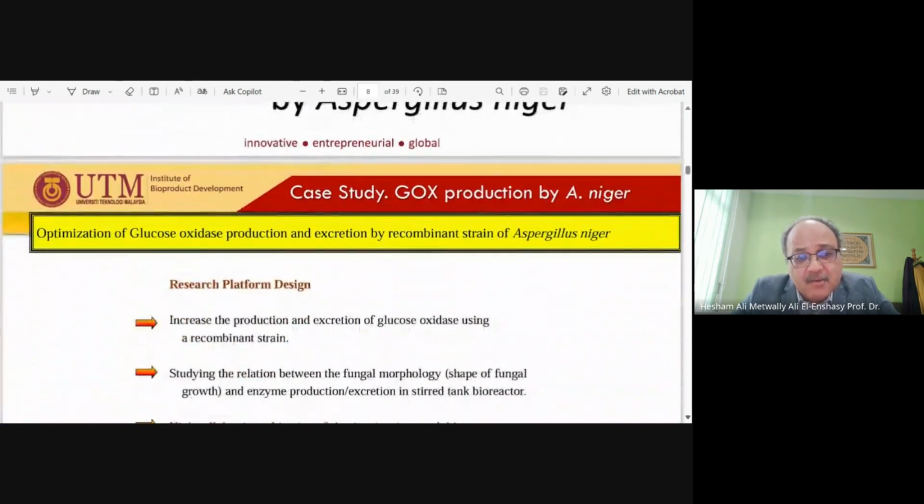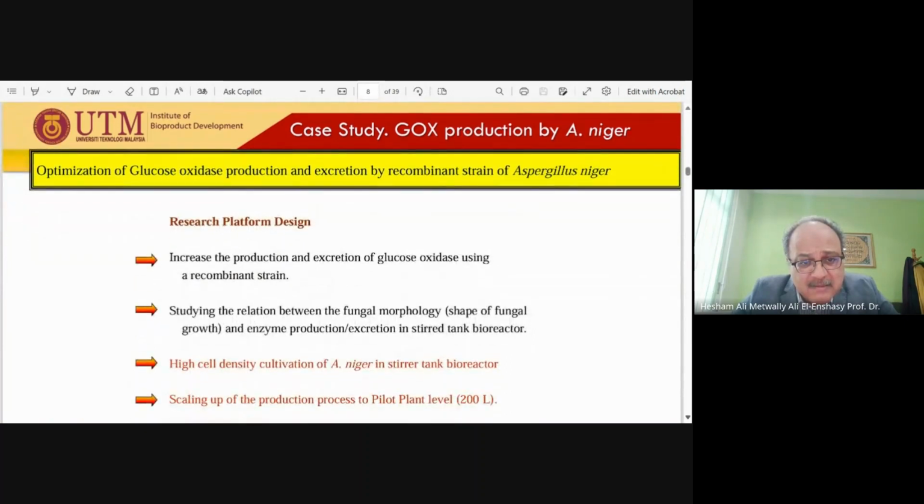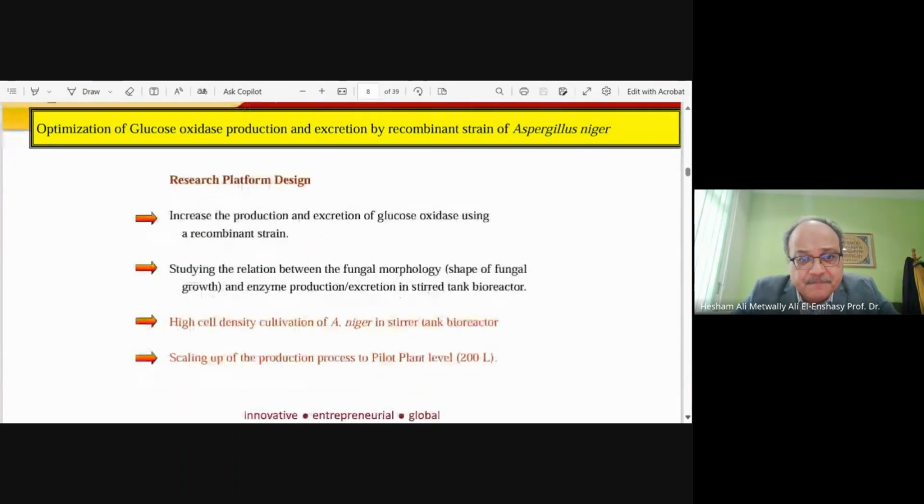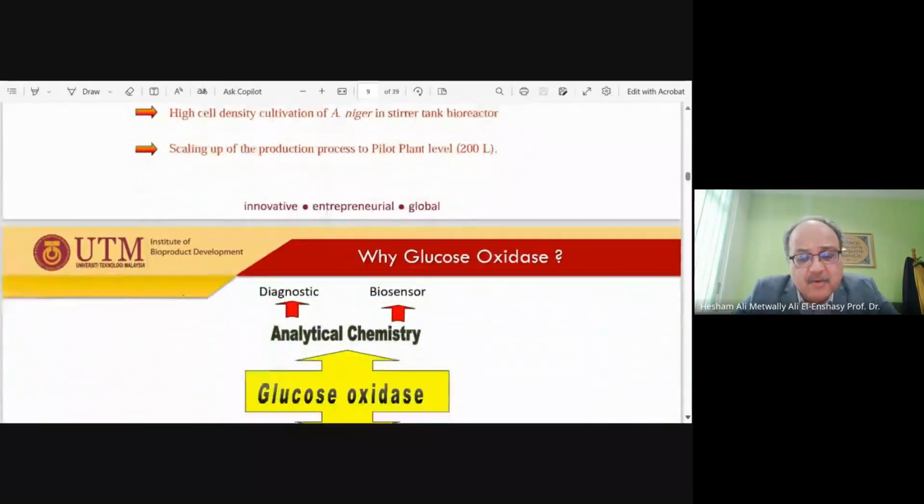First, why glucose oxidase? What's the main target of the platform design? Increase the production and excretion of glucose oxidase using the recombinant microbes, and then study the relationship between fungal morphology, the shape of fungal growth, and enzyme production and excretion in stirred tank reactors. Then high cell density cultivation of Aspergillus niger in a stirred tank bioreactor, and scaling up of the production process to pilot plant level up to 200 liters. Now we have scaled up the process up to 1,500 liters. Why glucose oxidase?